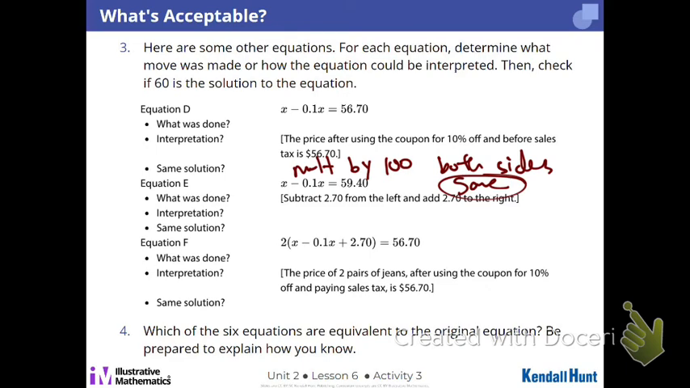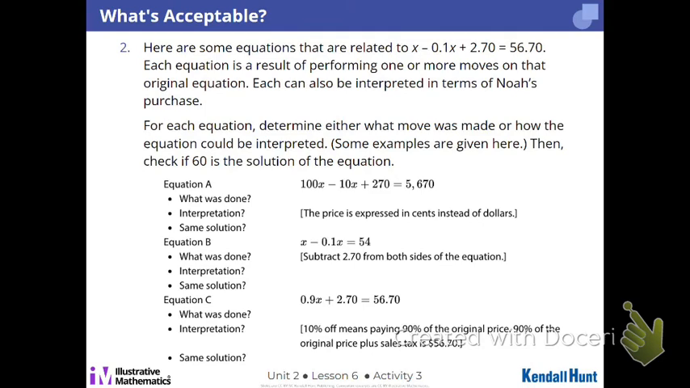I can prove it to you if you want. Let's do that. Whoa, I'm not on the right slide. You guys didn't tell me. I really jacked that up. Here we go. There we go. So what was done? Multiply both sides by 100. And then, yes, same solution. So if you want to solve it real quick, I'll solve this one. You'll just trust me on the rest.